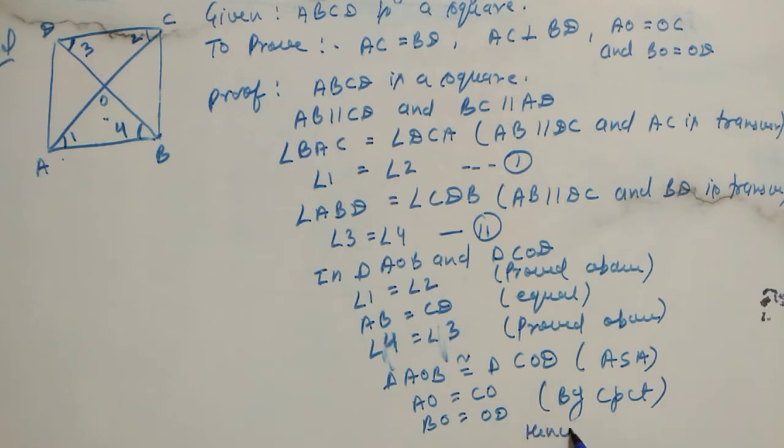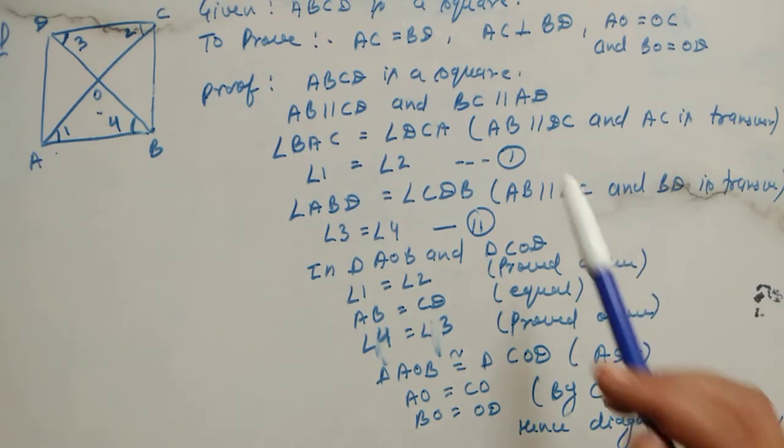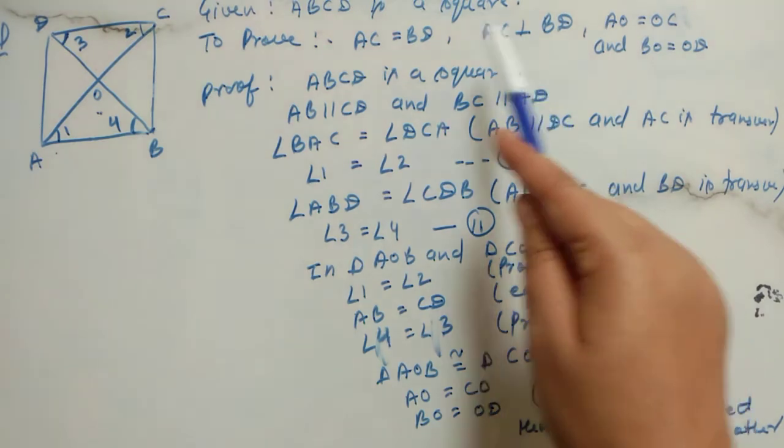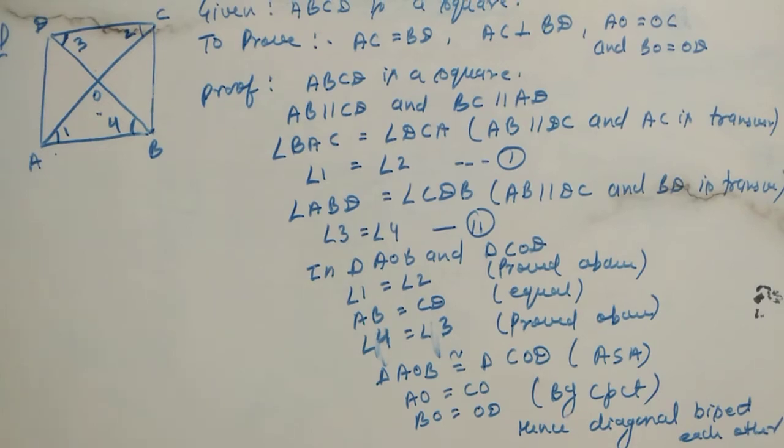Hence diagonals bisect each other. What have we proved now? Diagonals are bisecting each other. What remaining things do we need to prove? That they are perpendicular as well as equal. Diagonals are equal as well as they are perpendicular to each other. So just see how we will prove the remaining things.